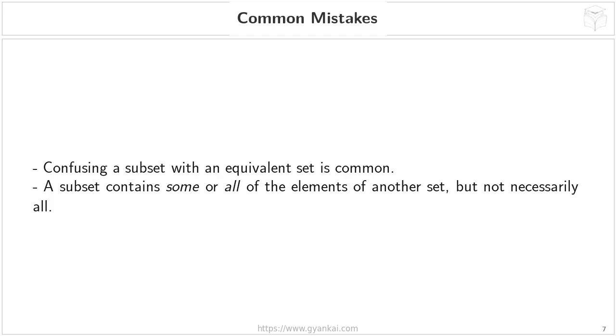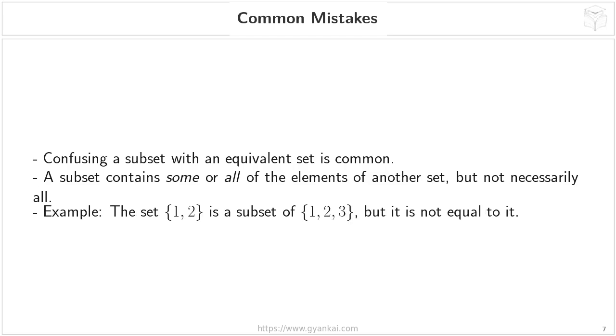The next line clarifies this. A subset contains some or all of the elements of another set, but not necessarily all. Think of it like this. If you have a big box of crayons, a smaller box with just a few of those crayons would be a subset. It's still made up of crayons from the bigger box, but it doesn't need to have every crayon. It could have just a few, or even all of them.